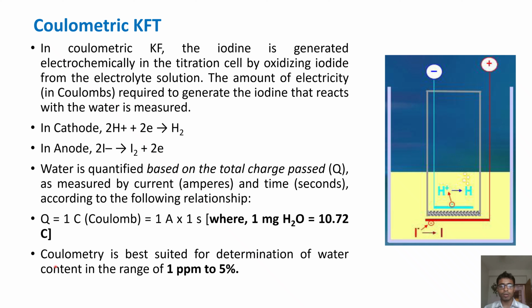Look at this line. Coulometry is best suited for the determination of water content in the range of 1 ppm to 5%. In the coulometric KFT, the iodine is generated electrochemically in the titration cell by oxidizing iodide from the electrolyte solution. The amount of electricity in coulombs required to generate the iodine that reacts with the water is measured. So at the cathode, you can see this reaction took place. At the anode, this reaction took place. Water is quantified based on the total charge passed, as measured by the current over time, according to the following relationship.